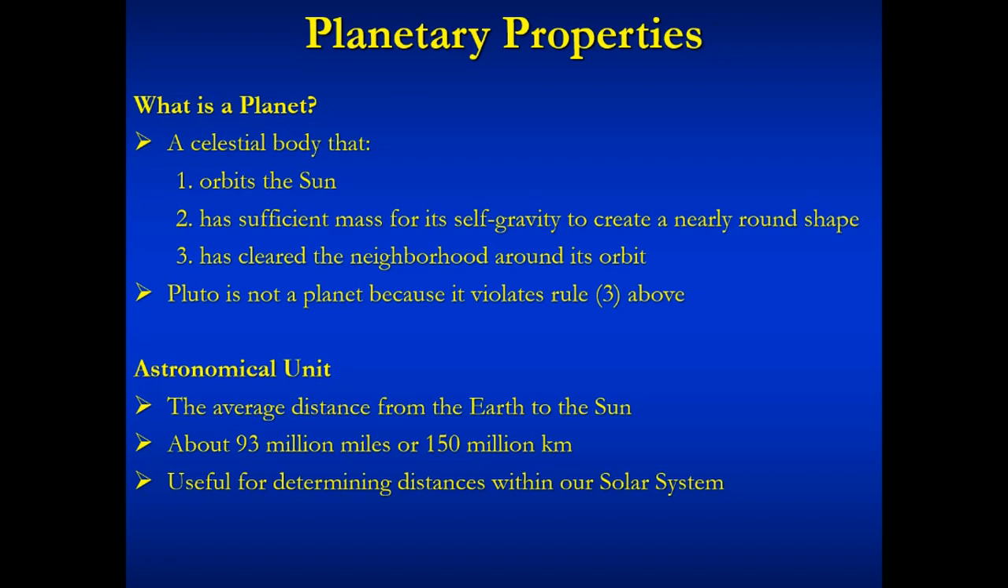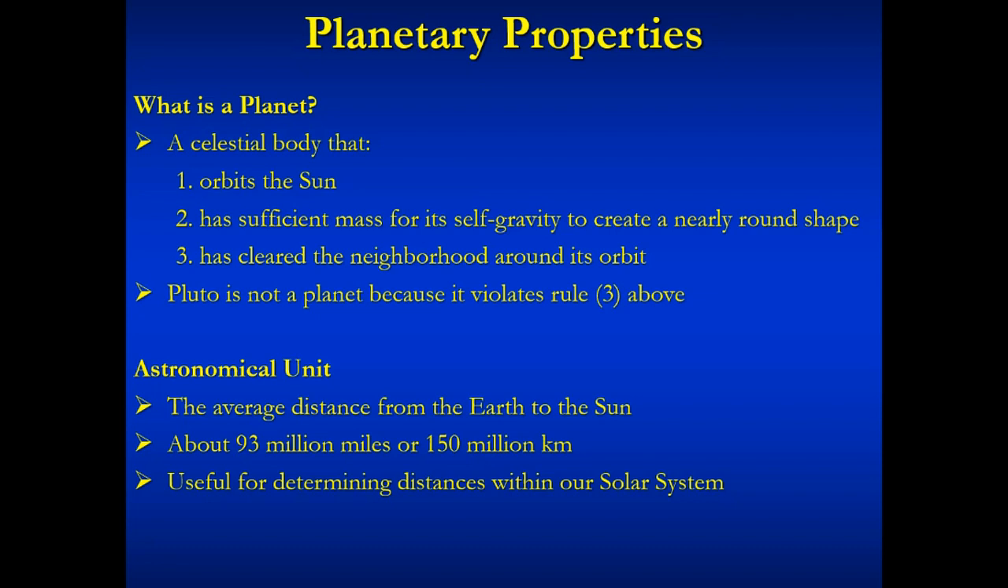The Earth, for example, is orbiting the sun. There are no other large objects in Earth's orbit around the sun. The Earth has cleared out most all of the asteroids and meteoroids and things hanging out in space around it. Earth is much bigger than its own moon, so Earth is a planet. Pluto is not a planet.